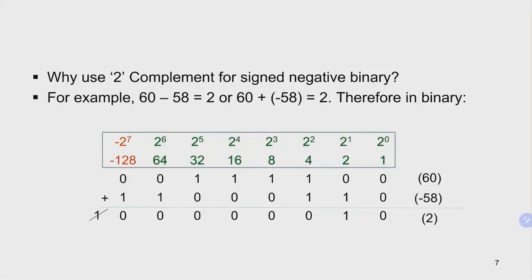So we talk about signed binary number. Why do we use two's complement? The idea is that we want to do subtractions in binary number. So if you want to take, for example, 60 minus 58, we know that this simple arithmetic will be equal to 2. If you take 60 minus 58, that's equal to 2.